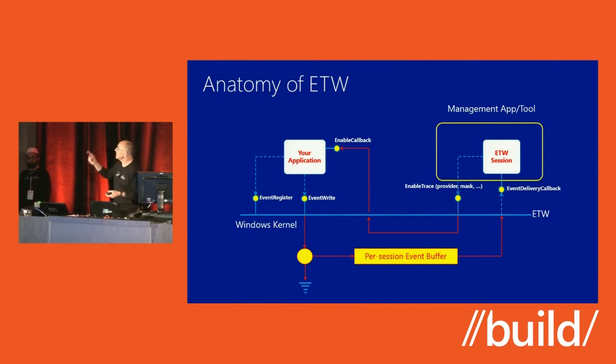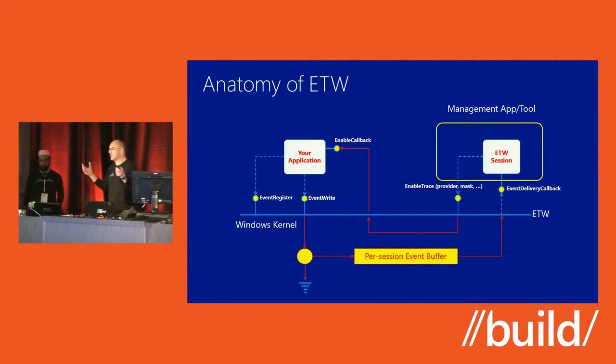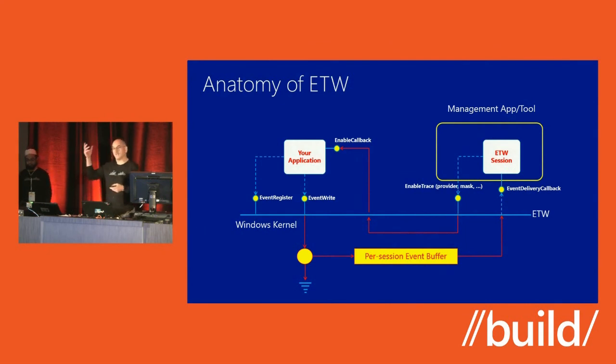That's the right-hand side. So it can be our management application. It could be a tool, and I'll show you some of those tools. As soon as that tool says, hey, I want those events, and the identification of the provider is through a GUID. Each provider, I'll show you that in a second, has a GUID. Say, I want the events from that provider. Then ETW starts pumping them. It starts storing them in its own buffer and then calling you on that callback.